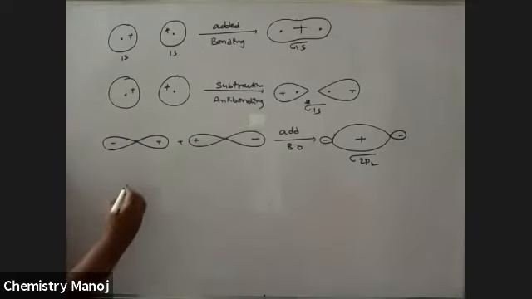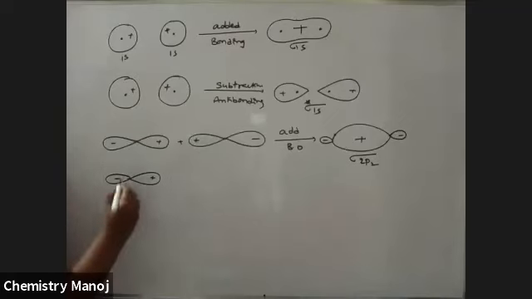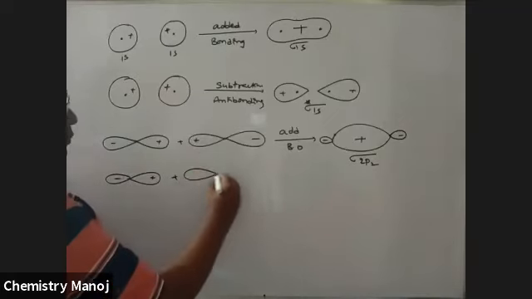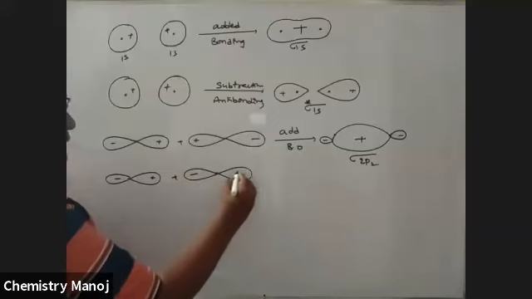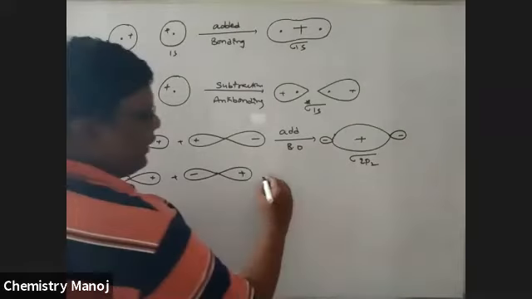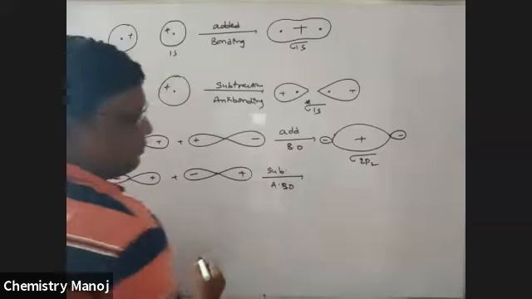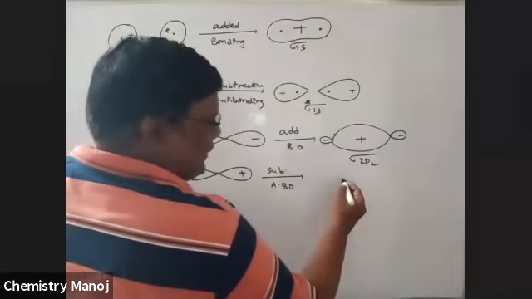Now, it is plus, it is minus. Minus and plus interact with each other. So here subtraction takes place and anti-bonding orbitals are formed. How is it? That is like this.